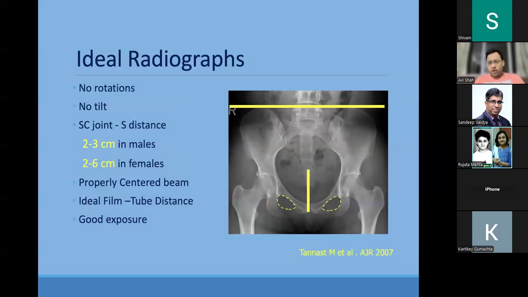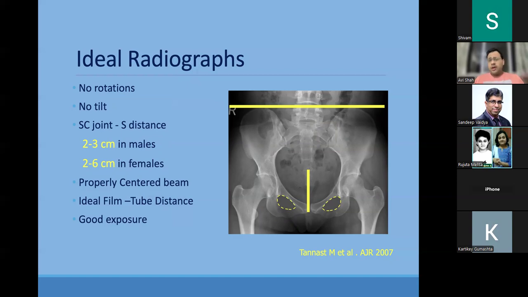So the ideal radiograph should have no rotation, no tilt. The sacrococcygeal joint to the symphysis distance should be around 2 to 3 centimeters in males and 2 to 6 in females. It should be all in one line. Means if you draw a line through the sacrum, it should go through the pubic symphysis. That shows you there is no rotation. Both your obturator foramen should look equal. Your iliac crest should be on the same level. It should be a well-centered beam.